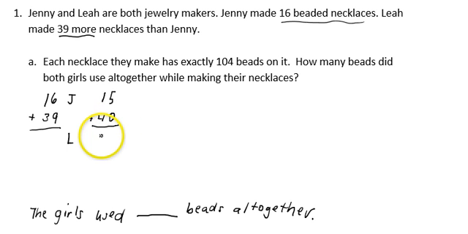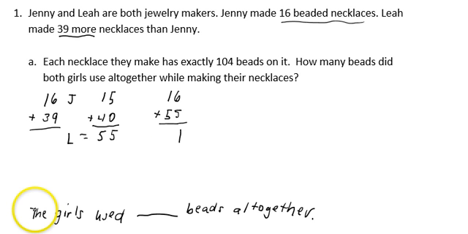So 15 plus 40 is 55. So I know that this is the amount of necklaces made by Leah. If I want to find the total number of necklaces, I need to add Jenny's amount to Leah's amount. So I have 16, and I'm adding that to 55. Now you could do this mentally, you could do it with the standard algorithm. I'll show the standard algorithm this time. So 6 plus 5 is 11. Carry my 1. 1, 5, and 1 is 7.